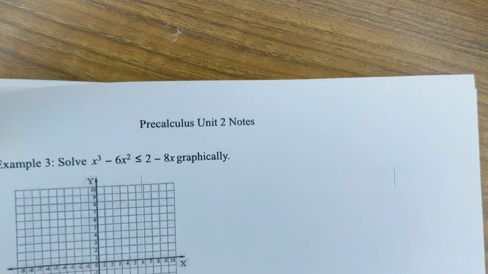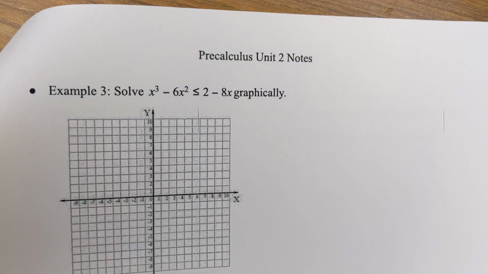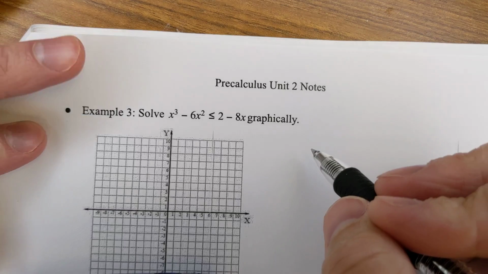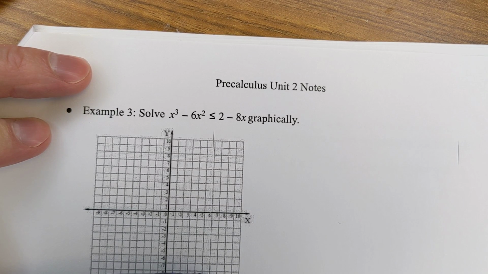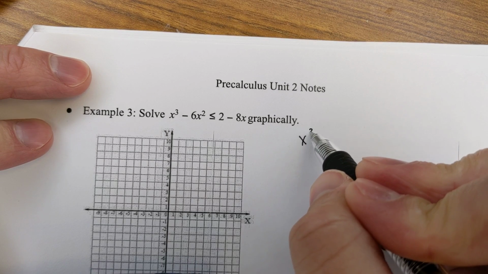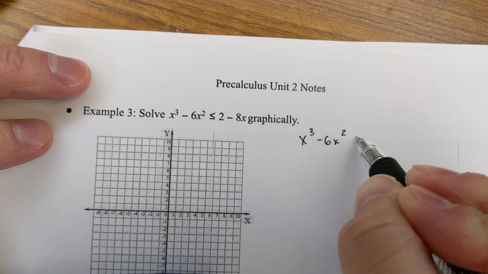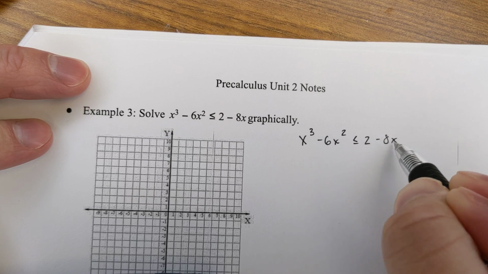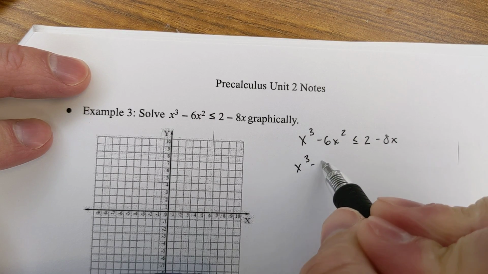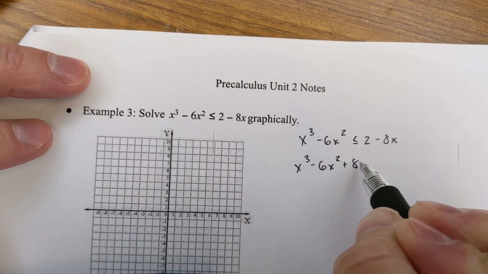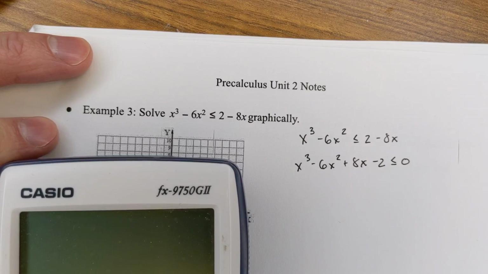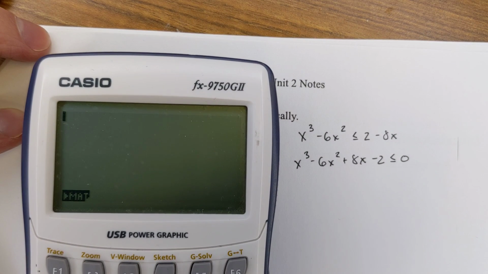Okay, solve graphically. So let's look at the graph. The first thing we need to do, if we're going to graph it, is to get everybody on one side of the equation. So we've got x cubed minus 6x squared less than or equal to minus 8x. So these two guys on the right need to come left. So x cubed minus 6x squared plus 8x minus 2 less than or equal to 0. So let's look at the graph of this thing.